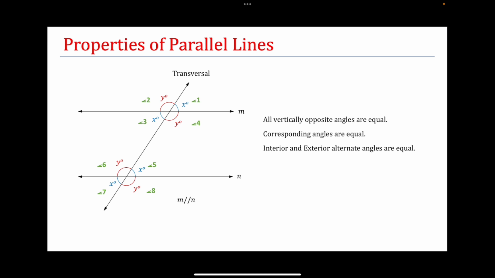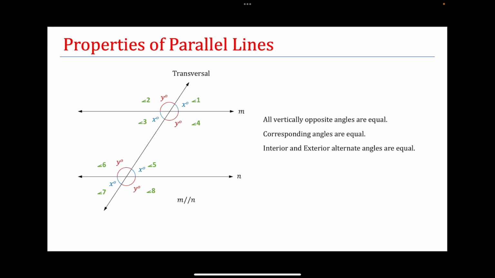The interior angles and exterior angles, alternate angles are equal. Alternate means one at the top and one at the bottom on the other side. Alternate interior angles are angle 3 and angle 5, and angle 4 and angle 6. They are equal. Similarly, exterior angles also, angle 1 and angle 7, angle 2 and angle 8, are equal. Interior and exterior alternate angles are equal. So these are the 3 types of equal angles.